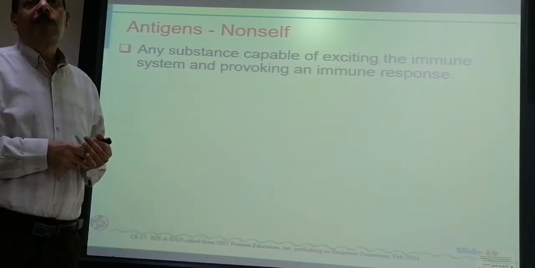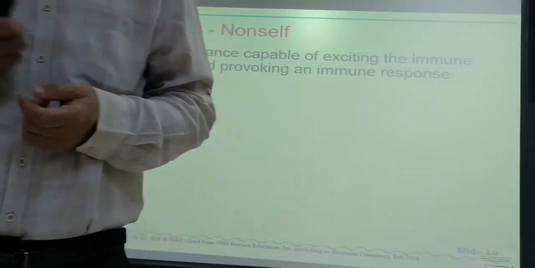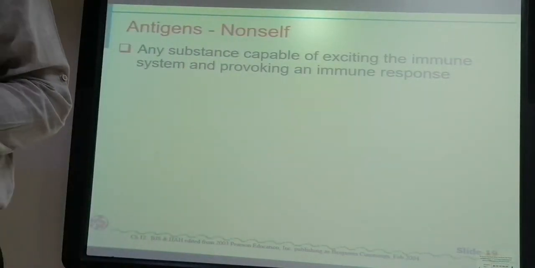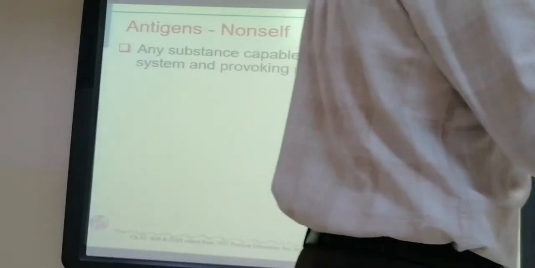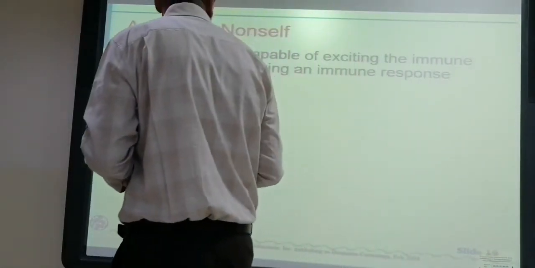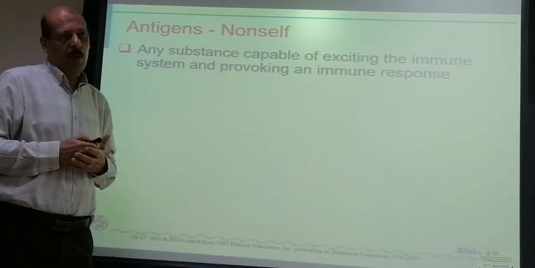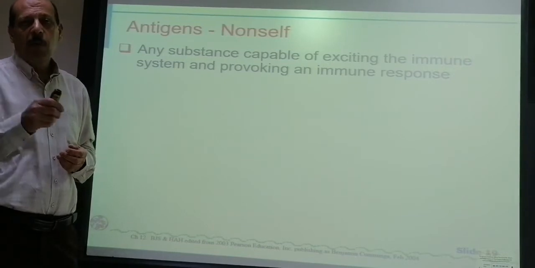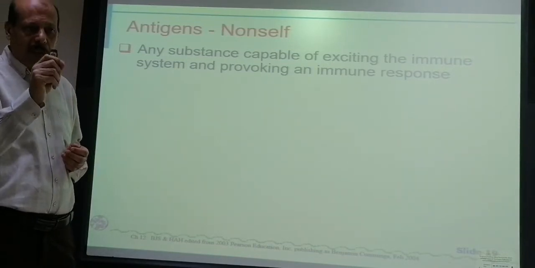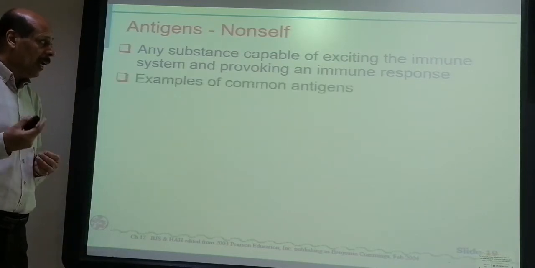What do we mean by antigen? Any foreign body. Anything which is recognized by the body as a foreign body or foreign material. So any substance which is capable of entering the immune system and provoking an immune response. The immune system will respond to it, and it will be identified as an antigen.